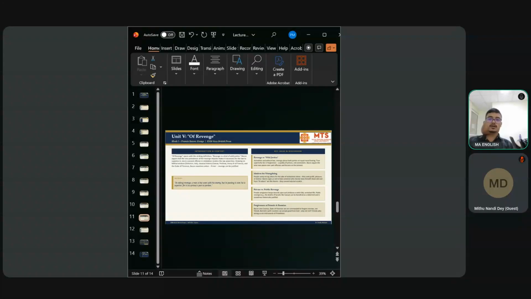So here, Bacon opens the essay with a definition that is both memorable and thought-provoking. Revenge is a kind of wild justice, right? So let us pause here and think carefully about what this means.